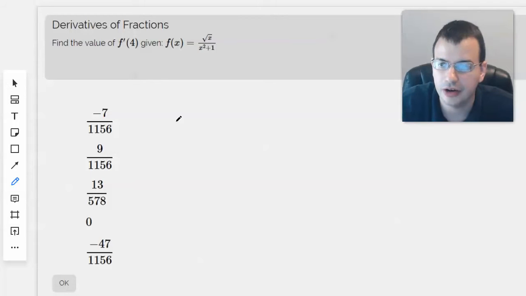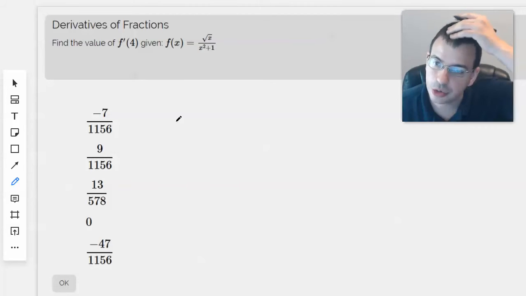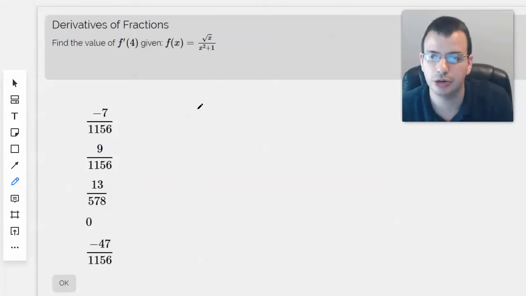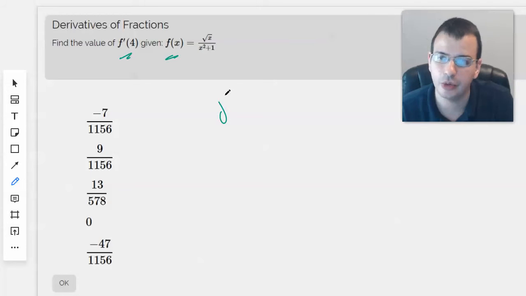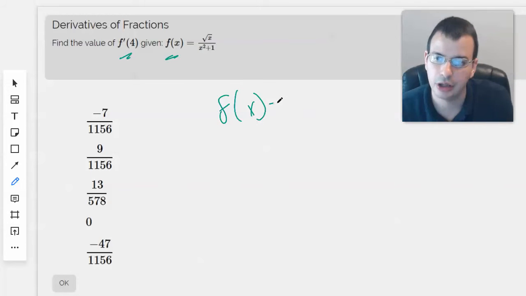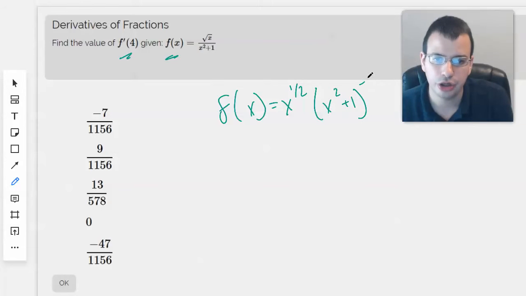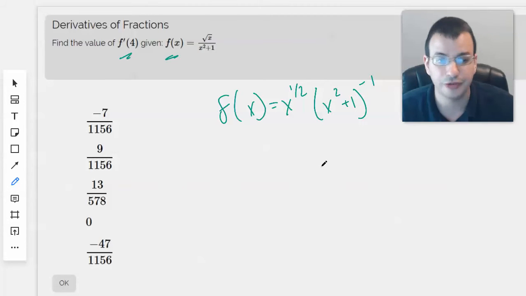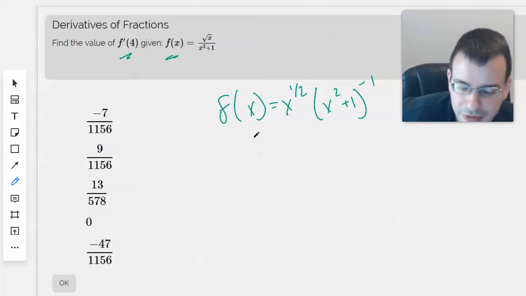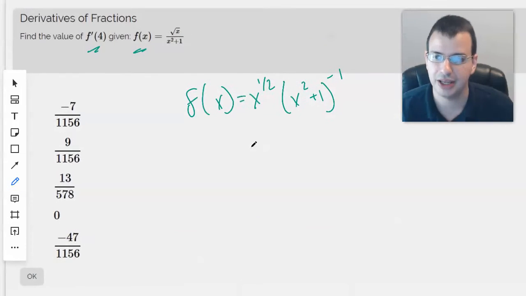Find the value of f prime of 4 given that f of x equals square root of x over quantity x squared plus 1. Okay, so I'll start by rewriting it, because that's what I always do in life. Then I will use the product rule to find the derivative. And after we have the derivative, we're going to plug in 4 and get an answer.